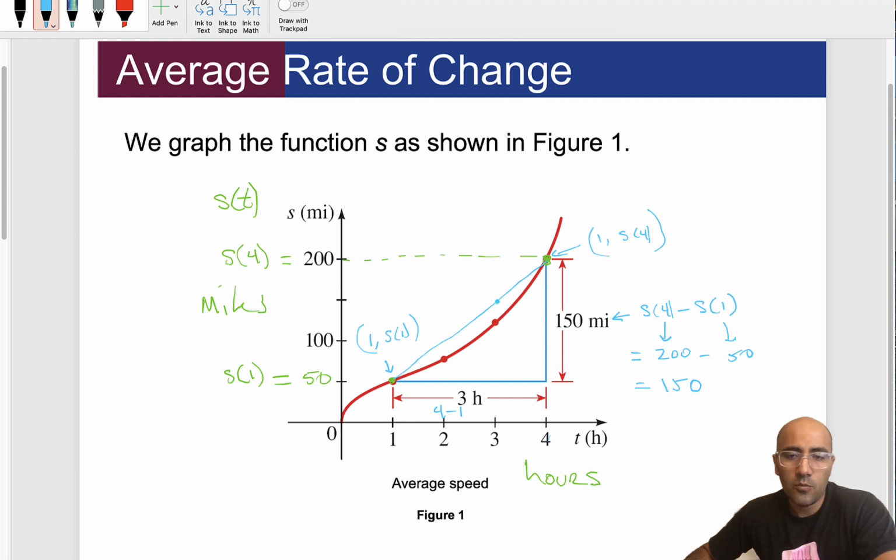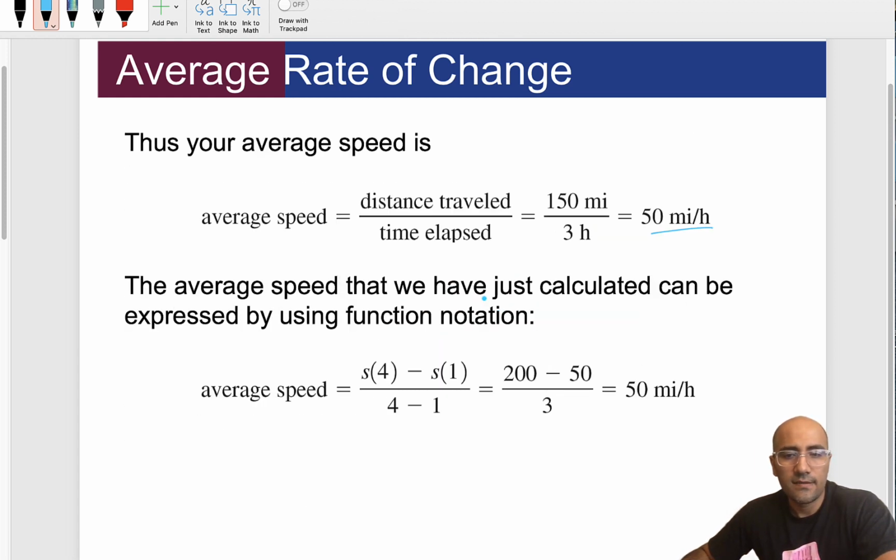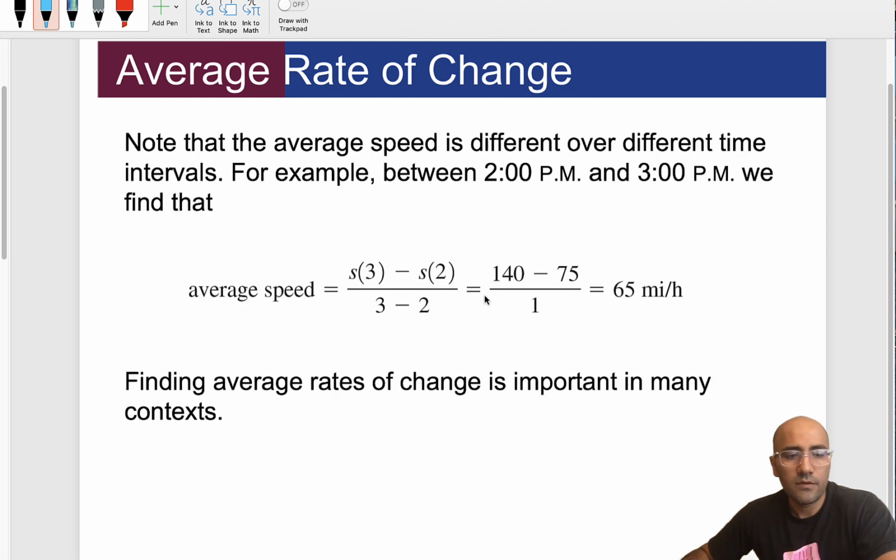So the slope of this line is going to be equal to 50 miles over 1 hour, so 50 miles per hour. This is the average rate of change. It's all related. Any questions? No? Okay.